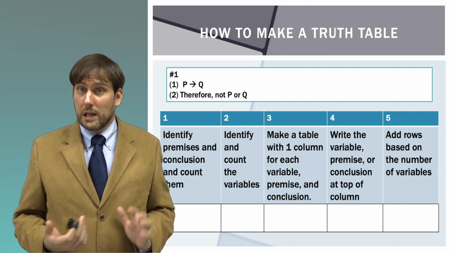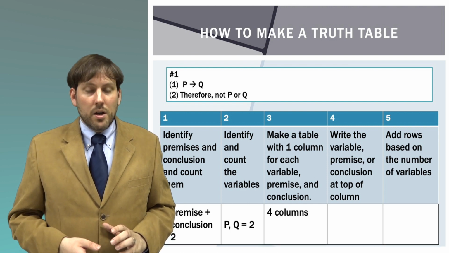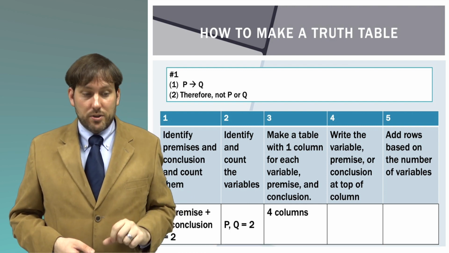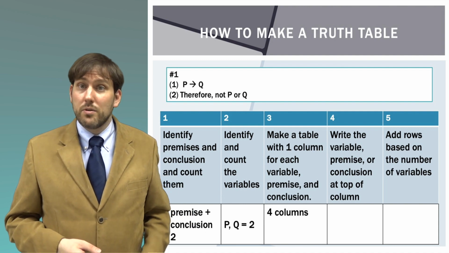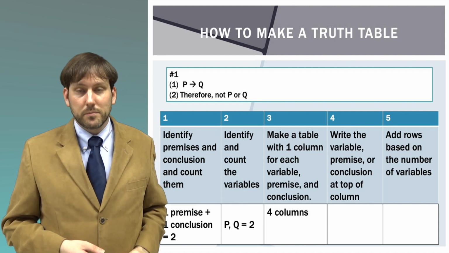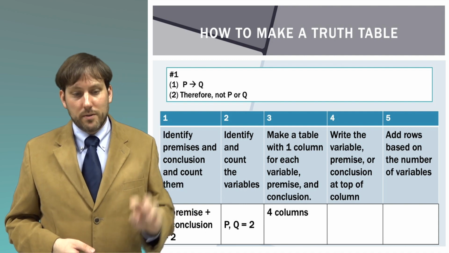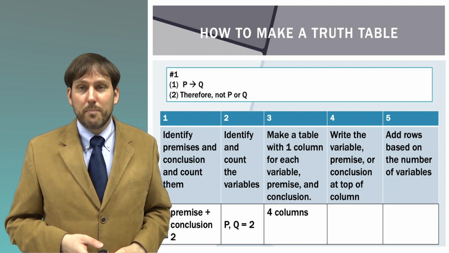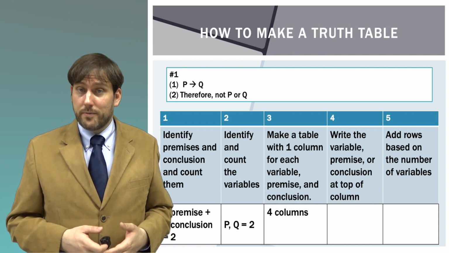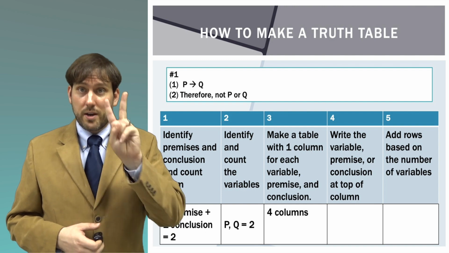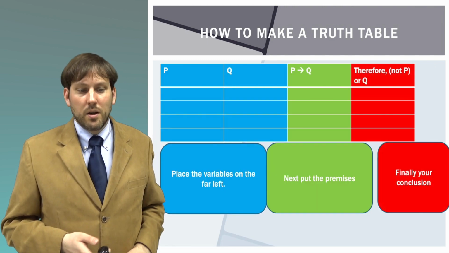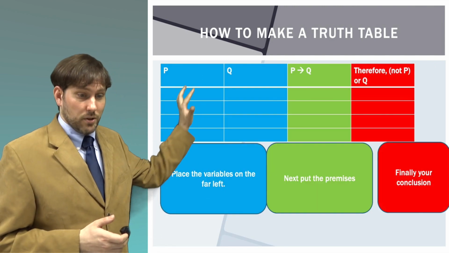So I'm going to do this one in a couple of steps. So I have one premise, P implies Q, one conclusion. I have 2 variables, P and Q. This means I will have 4 columns. So we'll write these at the top. How many rows will I have? The answer is I will have 4 because I have 2 variables. So we're going to get a table that looks like this.